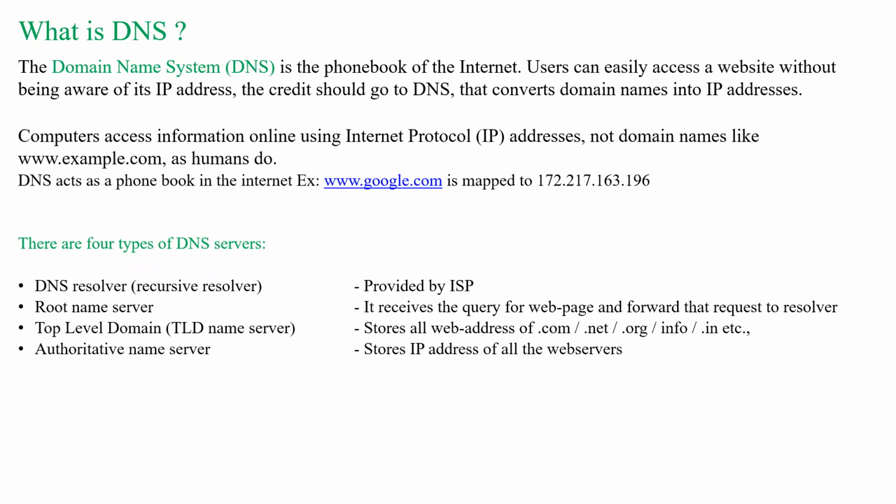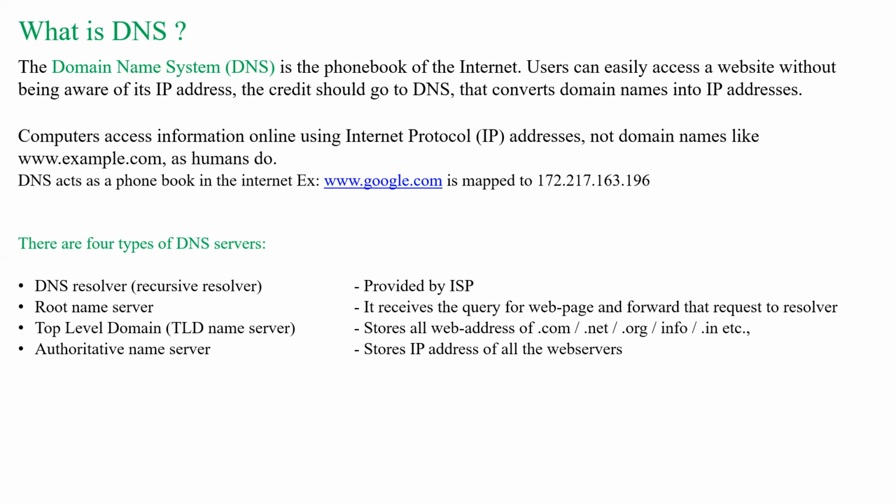The domain name system is the phone book of the internet. Users can easily access a website without being aware of its IP address. The credit should go to DNS that converts a domain name into IP address. Computers access information online using Internet Protocol addresses, not domain names like www.example.com, google.com, whatever.